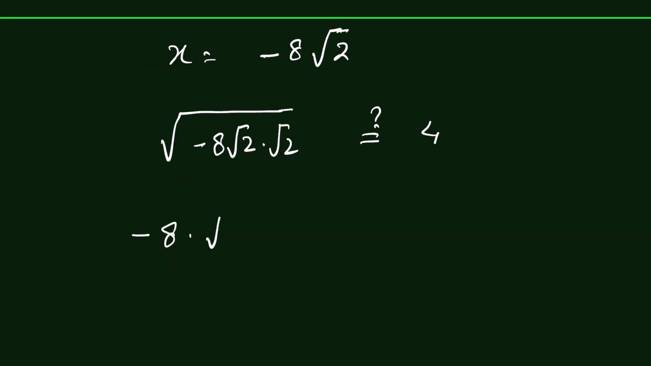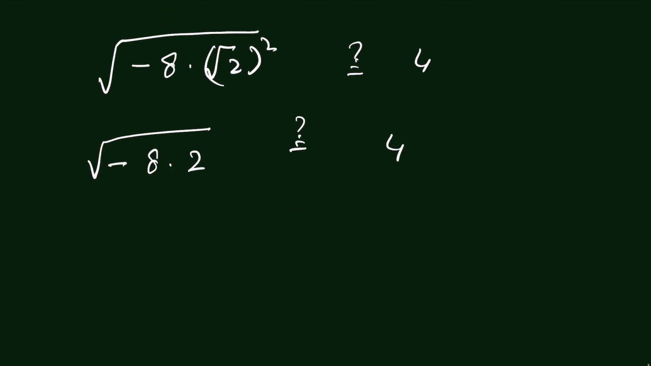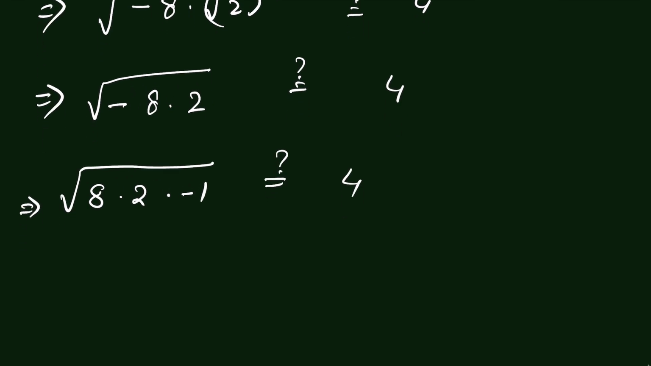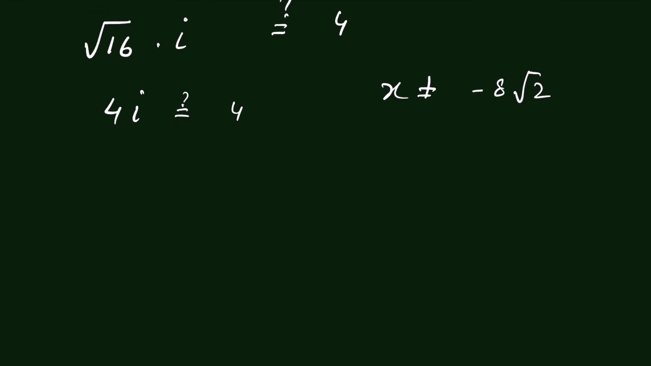Or it is minus 8 times square root of 2 square under square root, or minus 8 times 2 under square root. Now minus 8 under square root, this we write it as 8 times 2 times minus 1 under square root. So it is 8 times 2, 16 under square root times minus 1 under square root, and this is an imaginary number, so we write i instead of this, and square root of 16 is 4. So x is not equal to minus 8 times square root of 2. Therefore, we take x is equal to 8 times square root of 2 as our answer.